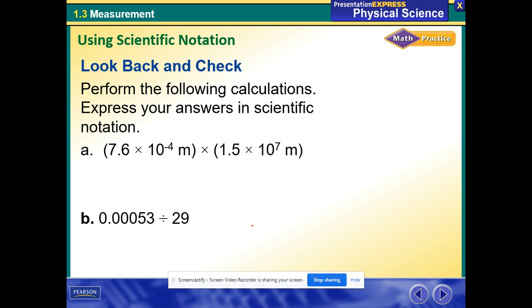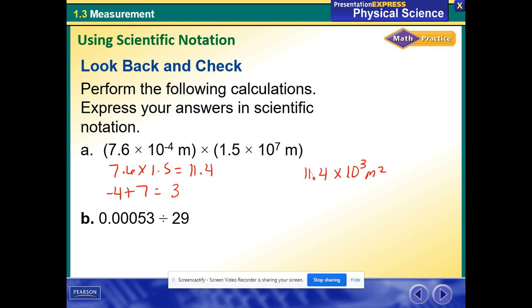Here are a couple more examples that we can work out and that we can try. Here we're multiplying again. So let's go ahead and do that. We get 7.6 times 1.5. So let's multiply those out front. We get 11.4. The exponents, remember we add those. So negative 4 plus 7 gives us positive 3. So we can go ahead and do 11.4 times 10 to the third.